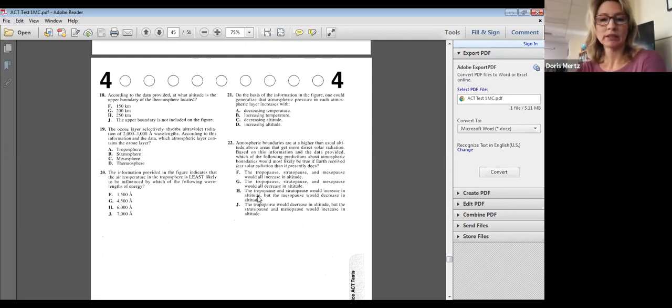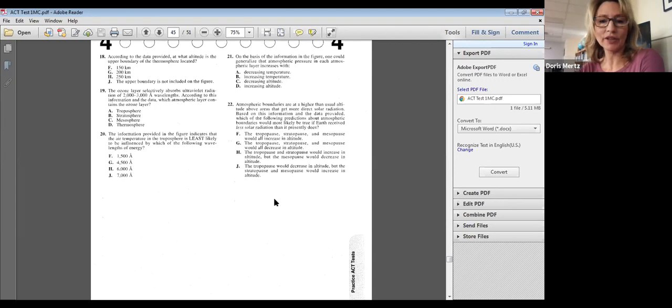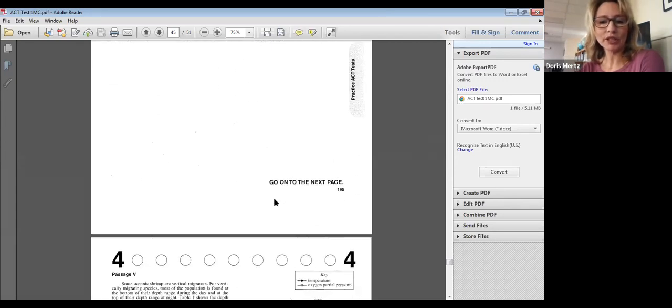So if it were cooler than it normally is, which one? G? The tropos, yeah, right. The boundaries would all decrease in altitude if we got less solar radiation. So that's just one of those putting it all together ones.